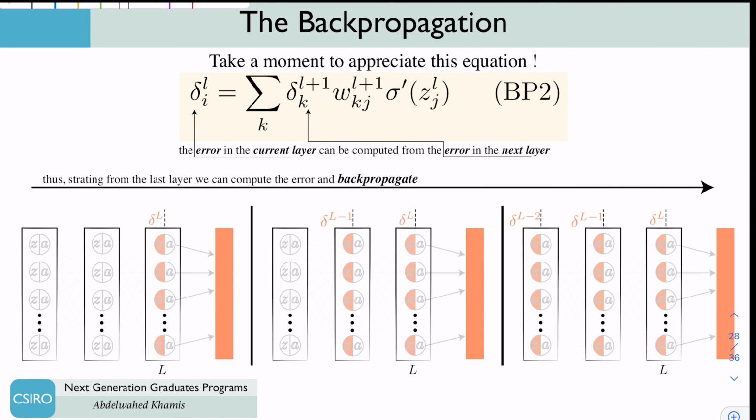But let's take a moment to appreciate this equation. It allows us to calculate the error of the last layer from the error in the next layer. In other words, it allows us to backpropagate the error. So given the error in the last layer, you can compute the preceding layer error and so on until you reach the first layer.